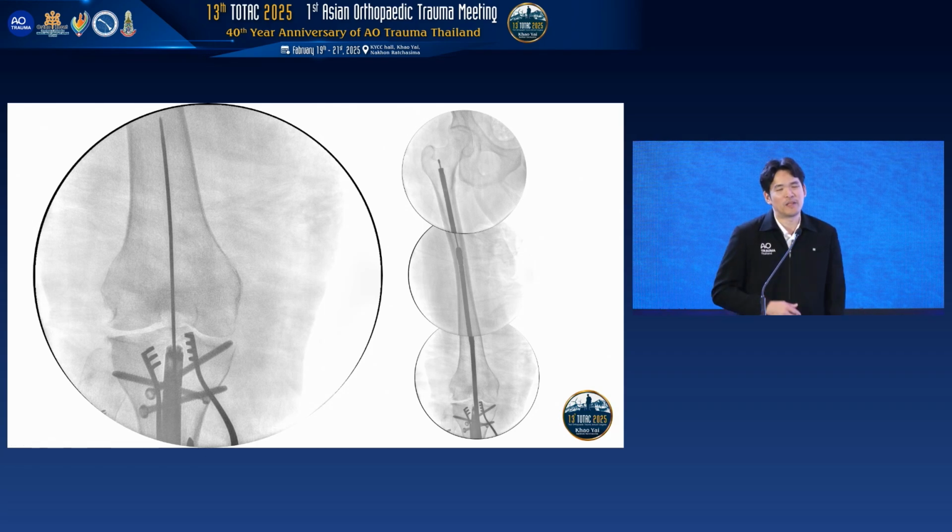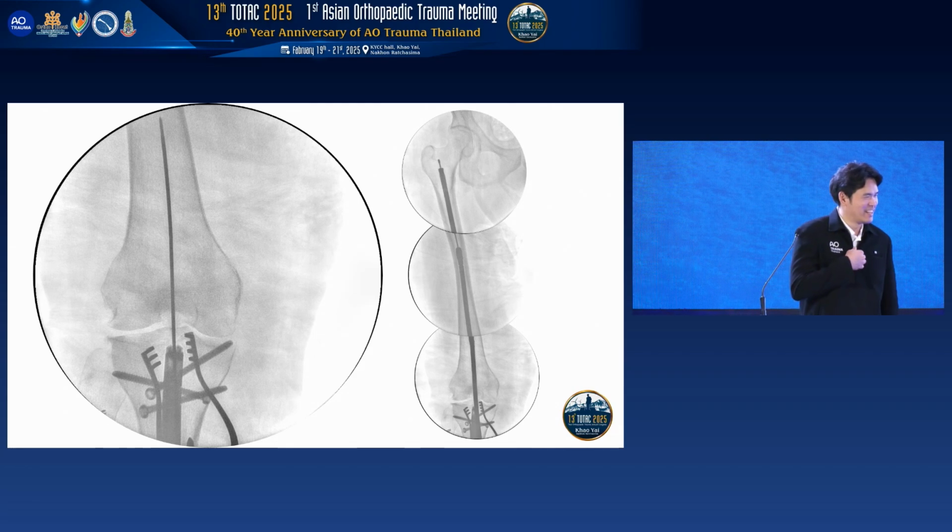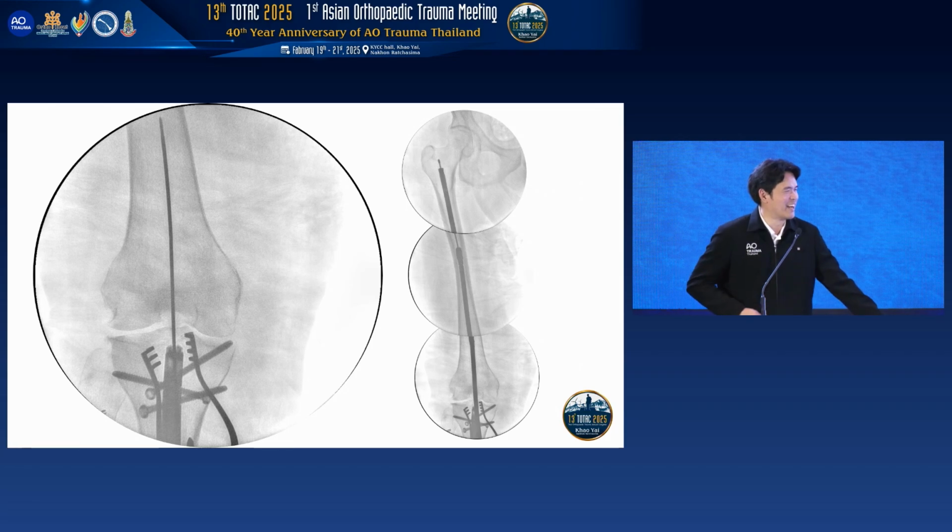Or please, we are waiting for the pediatric surgeons. Nice to meet you again. I'm half and half, pediatric half. So we are pediatric half. Nice to meet you. Thank you.